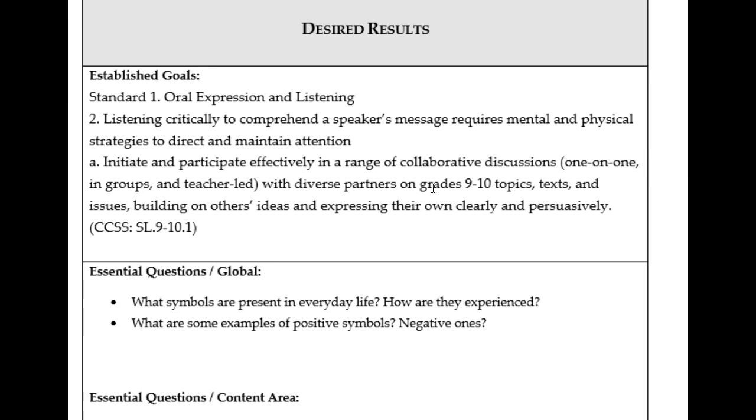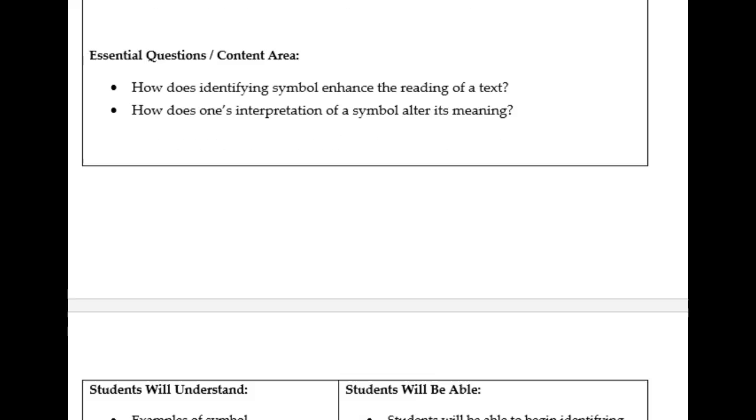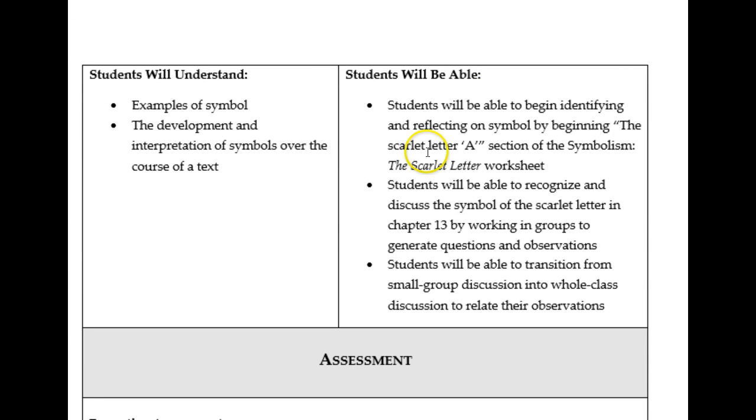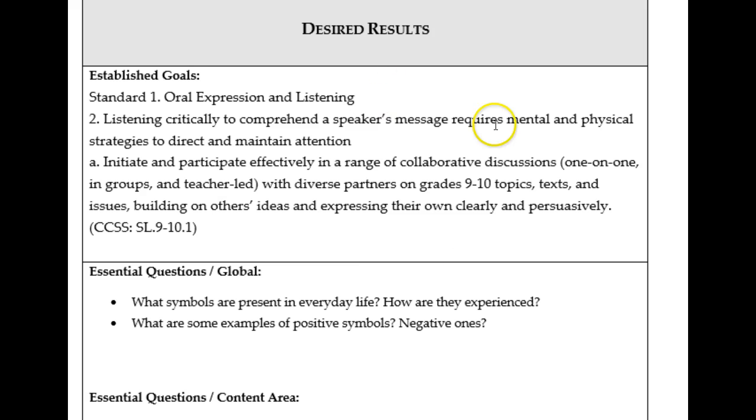So I can see why you have oral expression and listening in there because you have the kids coming back together as a group and talking about what they found and defending what they found, things like that. But I wonder if you don't need either two established goals or a different established goal, right? Because the purpose of the lesson, as you lay out right here, is students will identify and reflect on symbols, recognize and discuss symbols. So you've got to have these students will be able to, and these students will understand examples of symbols, development and interpretation of symbols. You've got to have those noted in your evidence outcomes up here, okay?